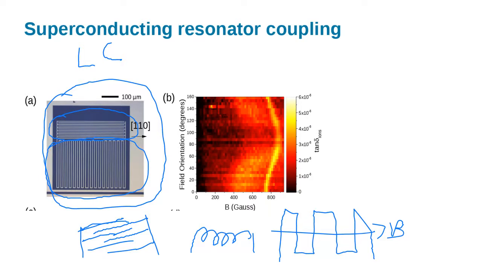These superconducting resonators oscillate at microwave frequencies. This particular one oscillates at about 3 gigahertz, so about 3 billion times per second. And because this is a superconductor, those oscillations carry on for a very long time. We've got very little loss of energy because this is a superconductor.